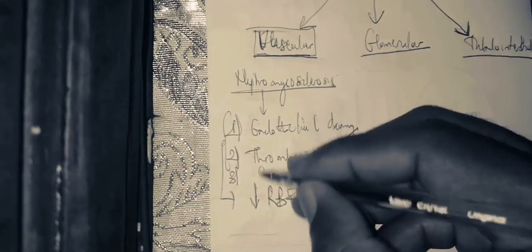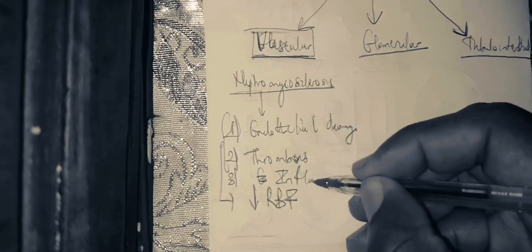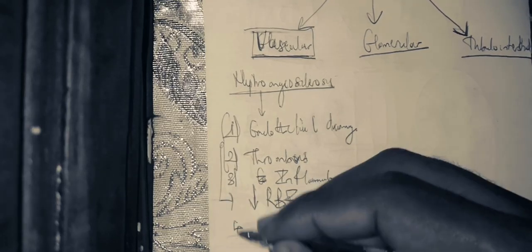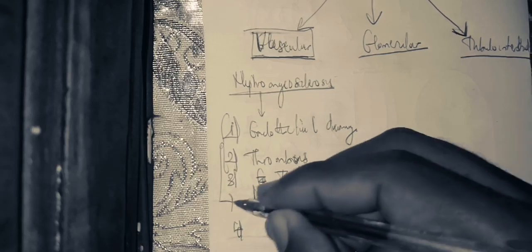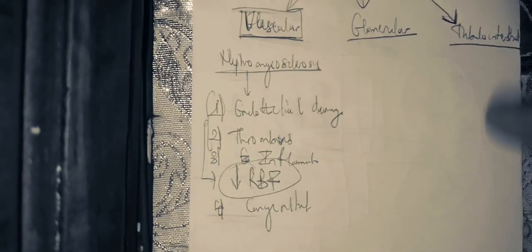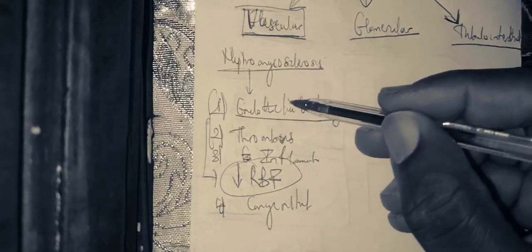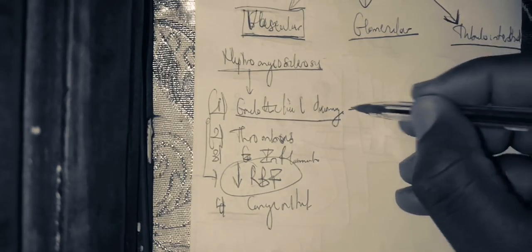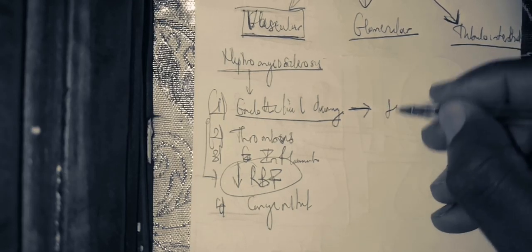That is a congenital cause or any event that can result in an inflammation of the vessel. And lastly, you have congenital events. So all that can result in a permanent reduction of the renal blood flow. Now let's take the case of endothelial damage. So the events that can result in endothelial damage, you need to know that you have hypertension.